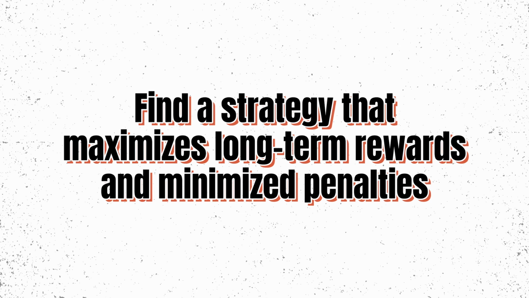So when we talk about an agent, that is the entity within the system that is making a choice. And that choice is often based on an explicit goal. You want to maximize a certain outcome. And generally speaking, that goal is structured like this: find a strategy that maximizes long-term rewards and minimizes penalties.